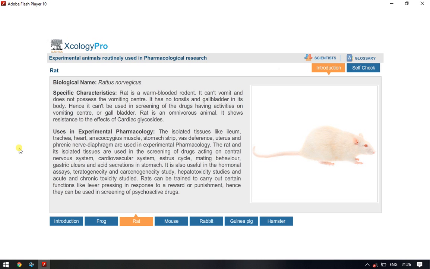Rats can be trained to carry out certain functions like lever pressing in response to a reward or punishment. Hence, they can be used in screening of psychoactive drugs. Common strains used: Lewis, Sprague-Dawley, Wistar, and Porton.